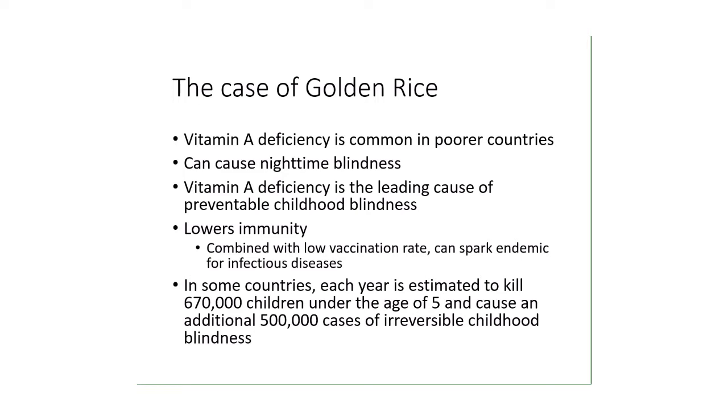Also, the lack of vitamin A lowers people's immunity. Combine that with the low vaccination rate seen in developing countries, and that could help spark an epidemic of various infectious diseases. In some countries, each year vitamin A deficiency is estimated to kill 670,000 children under the age of 5 and cause an additional 500,000 cases of irreversible childhood blindness. Clearly this is quite serious, and if something can be done to help with the problem, then perhaps we should do it.